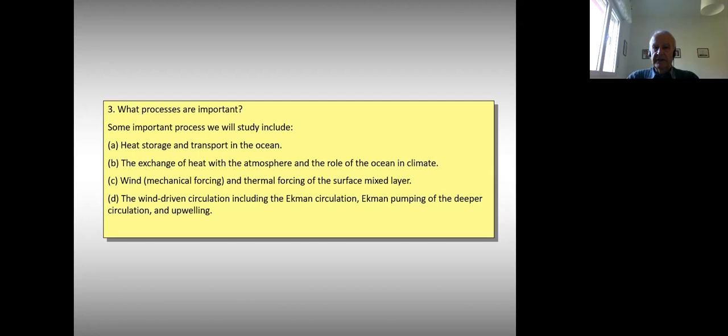Then the third process, or the third forcing, is wind, which is a mechanical forcing. It acts on the sea surface via friction, and then there is thermal forcing of the surface mixed layer. What does thermal forcing do? Thermal forcing can cool the surface layer, and by cooling it, can cause vertical mixing of the water in the surface layer, while the wind does essentially a similar thing, but through mechanical mixing. And then we have the wind-driven circulation, including the Ekman circulation, Ekman pumping of the deeper circulation, and upwelling. These are the subjects we will be addressing during this course.